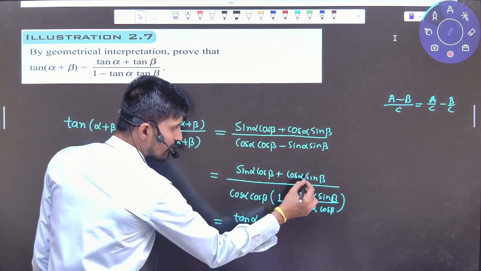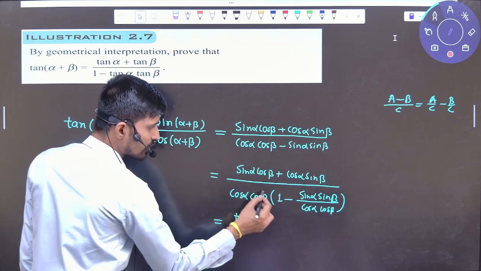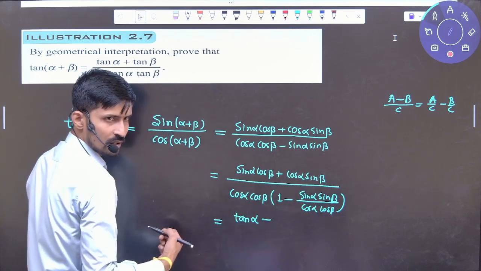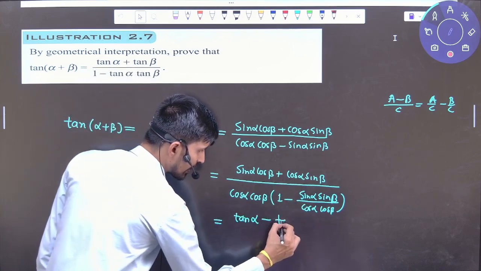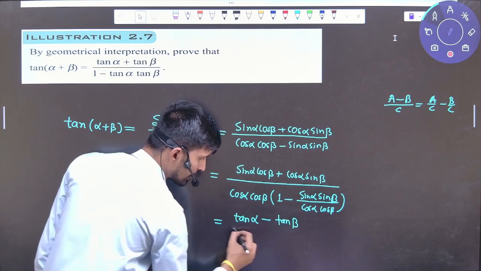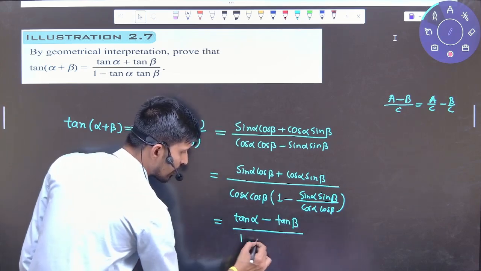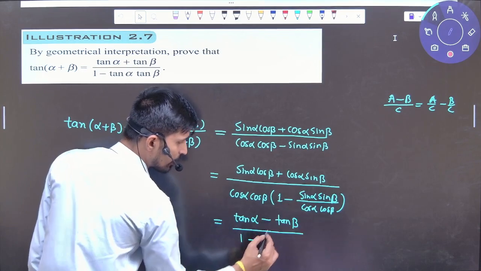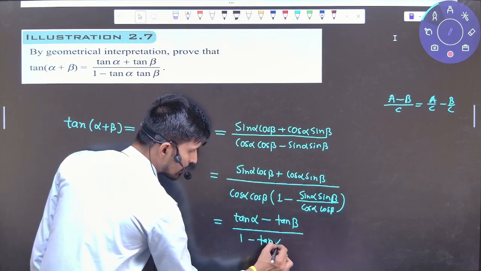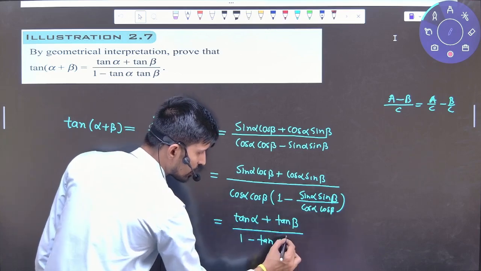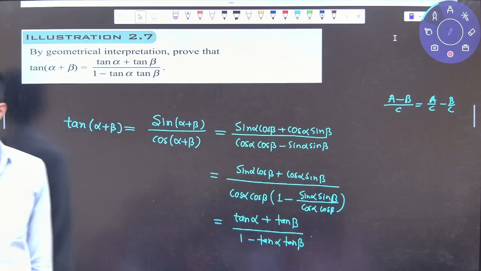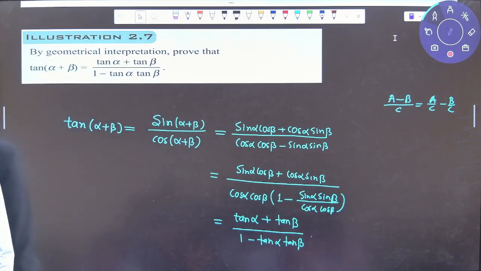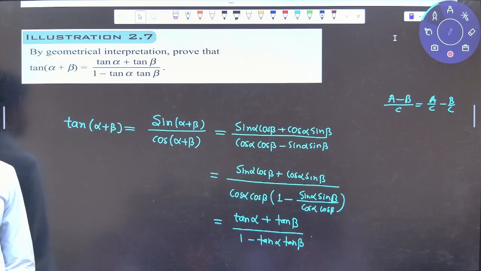Now cos alpha sine beta upon cos alpha cos beta. Cos alpha cancels. Sine beta upon cos beta, that will become tan beta, upon 1 minus sine alpha upon cos alpha, tan alpha, sine beta upon cos beta, tan beta. So this is the proof we are getting. Write down.